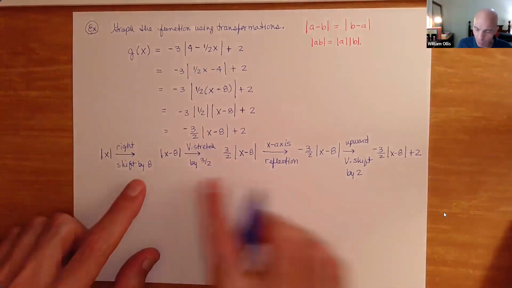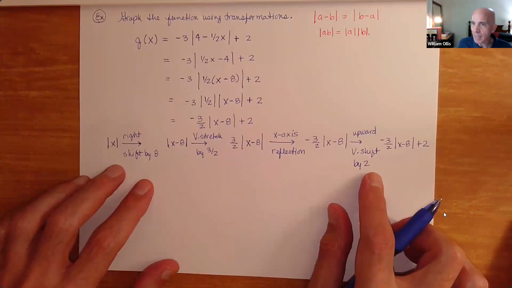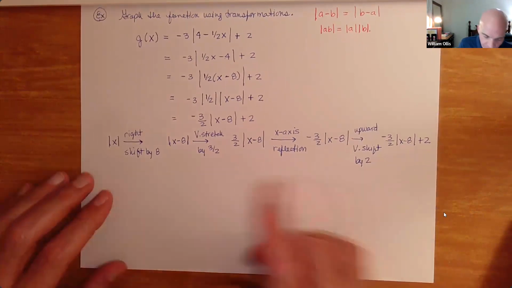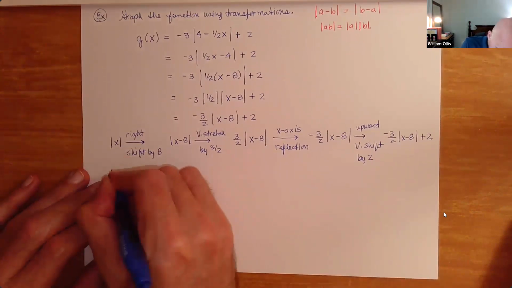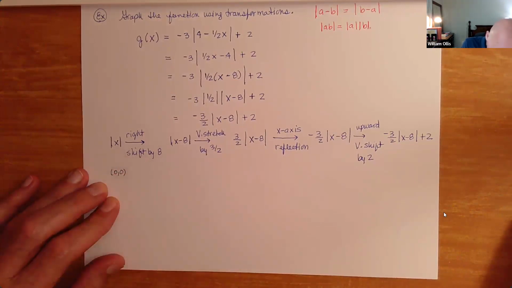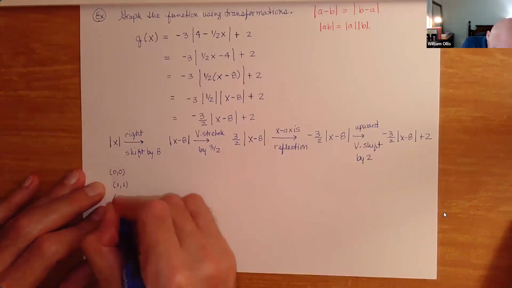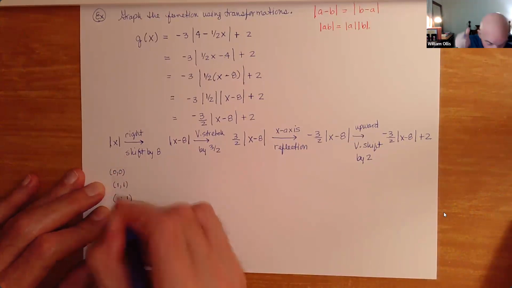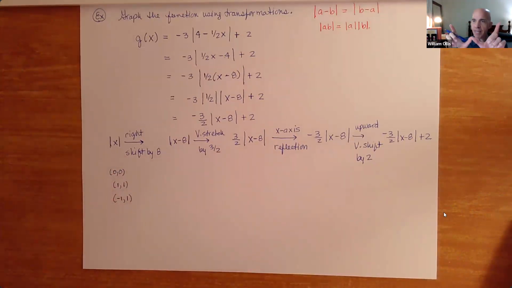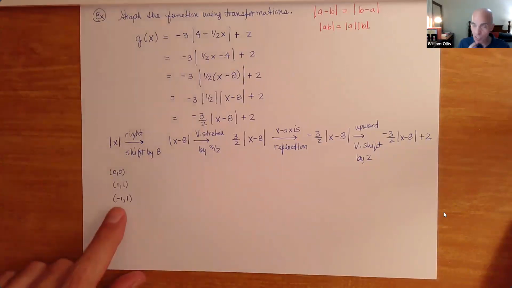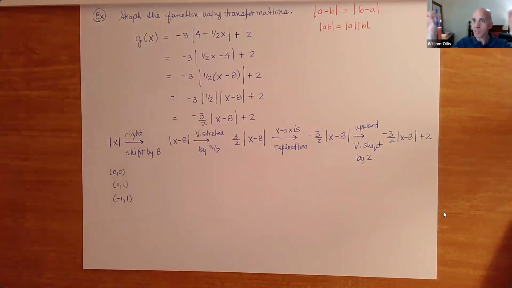So we needed 4 here. So we could just, again, be kind of lazy and do the easy points, which again would be 0, 0, 1, 1, and negative 1, 1. So we just think of making the V there, where we have the 0, 0, the 1, 1, and the negative 1, 1, and just move those points. And then if we want to extend the graph, we know what it is because we know the shape.